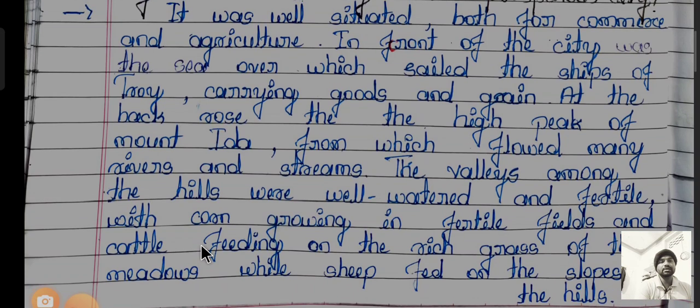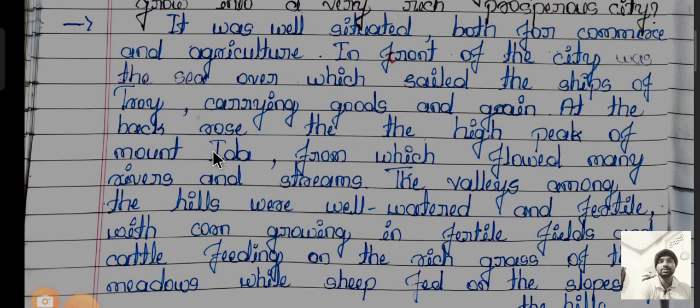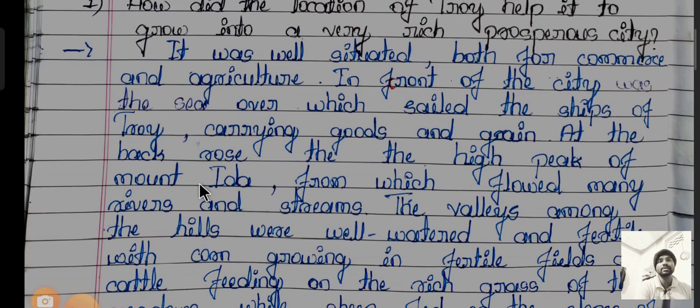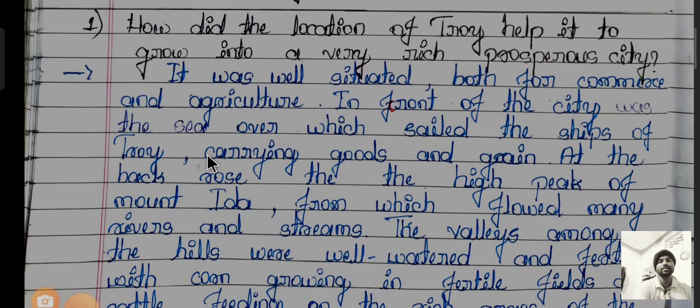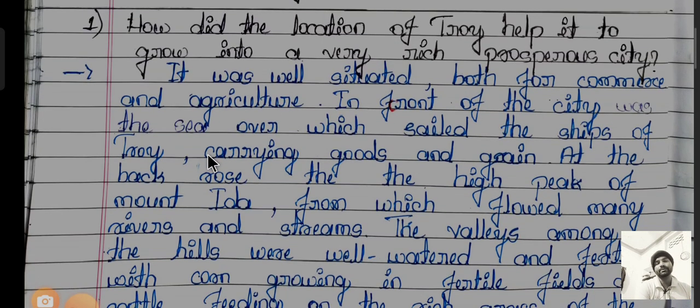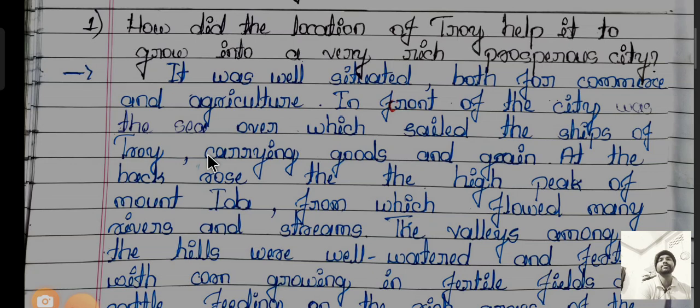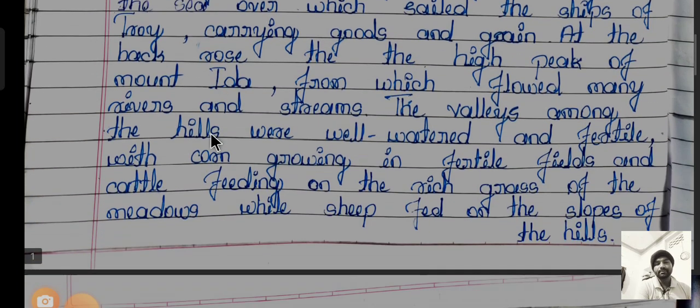Okay, dear students, if you are facing difficulties to write down the answers of this, you can pause and write down, or you can take a screenshot, then it will be easy to prepare your notes. Okay, it is the answer of question number 1.